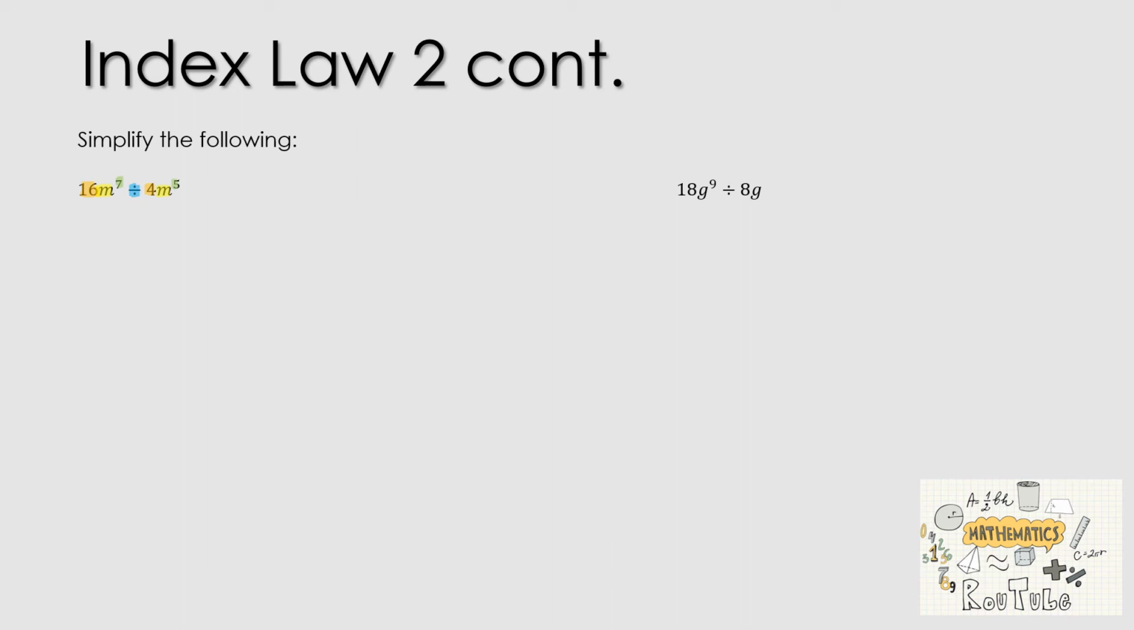So now let's go ahead and answer the question. Simplify the following: 16m to the power of 7 divided by 4m to the power of 5. As we did with index law 1, we're going to deal with the coefficients first. But this time it's not going to be 16 times 4, and the reason is because of the division sign. So now it's going to be 16 divided by 4. How many 4s go into 16? It's going to be 4.